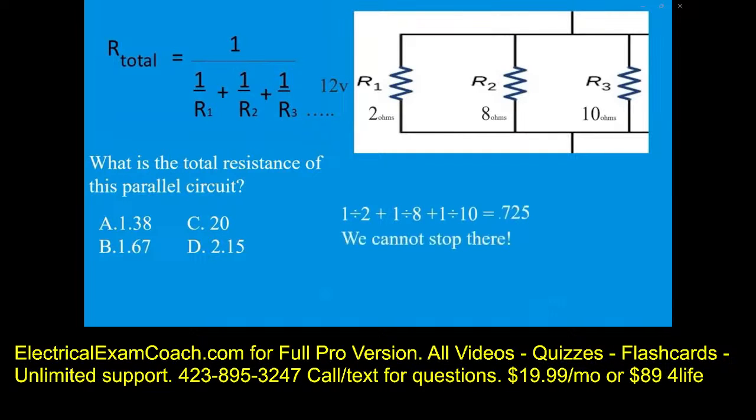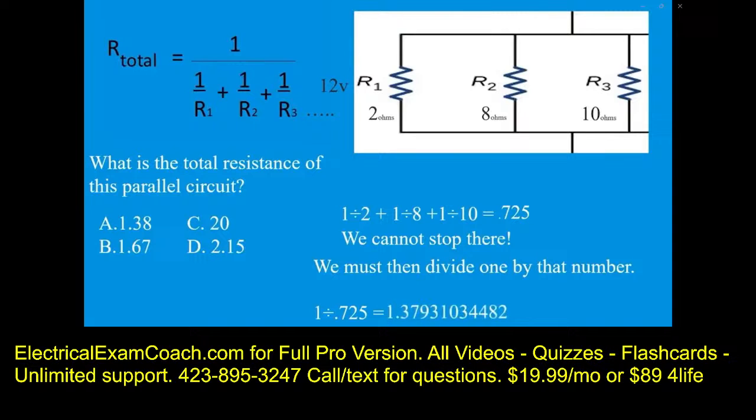We cannot stop there. We must then divide 1 by that number. That is going to give us 1 divided by 0.75. And that is going to give us 1.3793. We're just going to round up to 1.38. If you have chosen to go with our testing center, we're going to have these questions on there. We also have detailed answers on how to work through the questions.